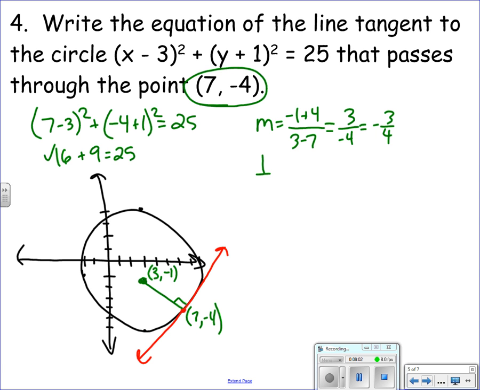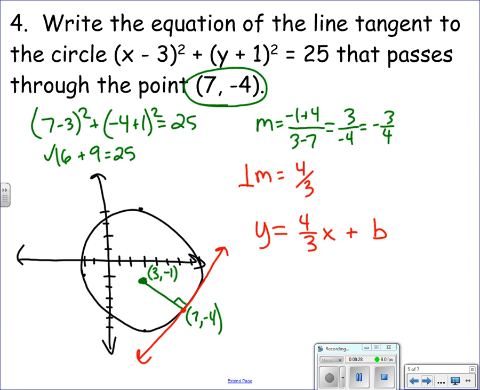So our perpendicular slope, or actually let me put that in red because that's going to be the line that we're trying to find, is 4/3. It just so happened both examples I picked, our perpendicular slope is 4/3. It's not always going to be that way. So now we can write the equation of the line. Okay, y equals m, which is 4/3, x plus b.